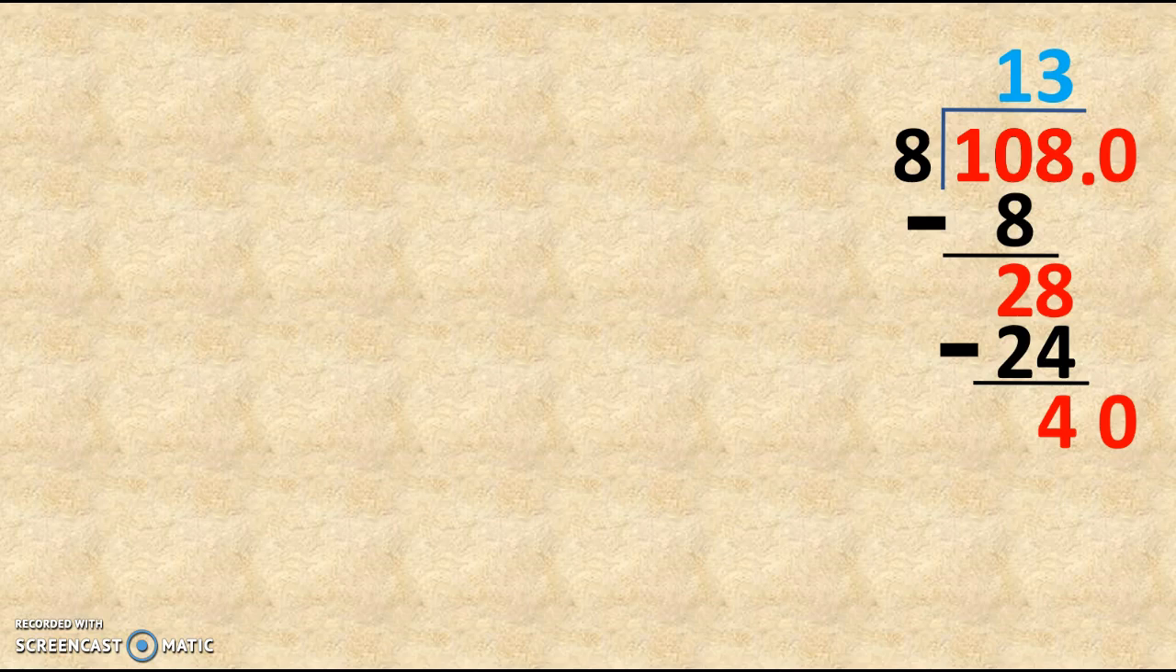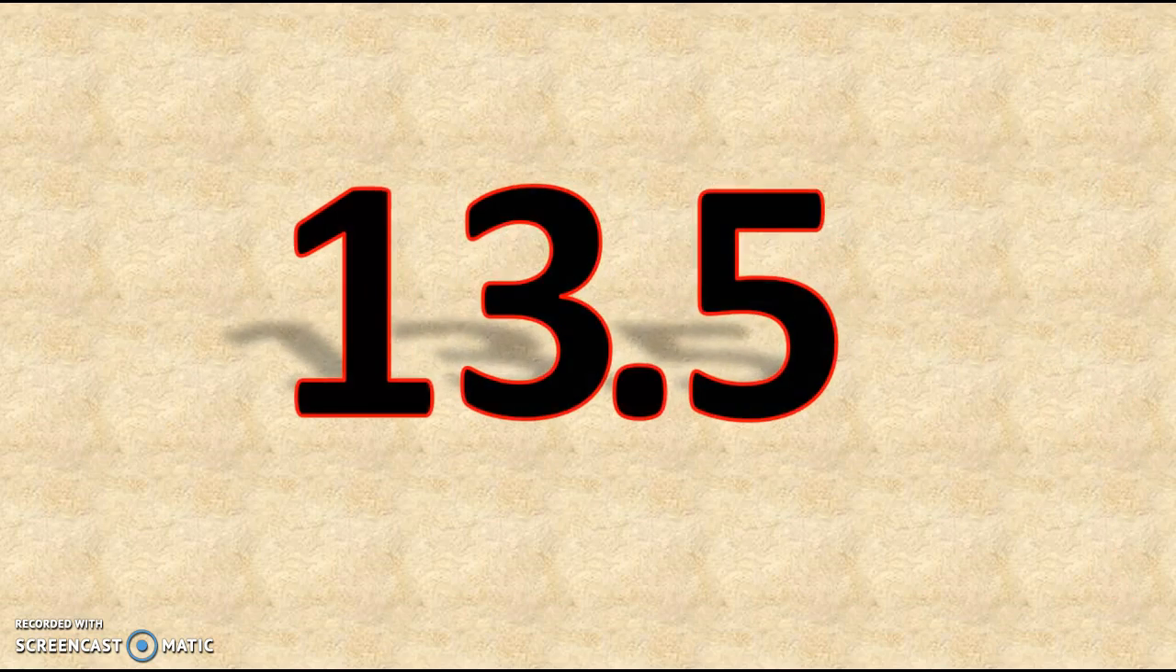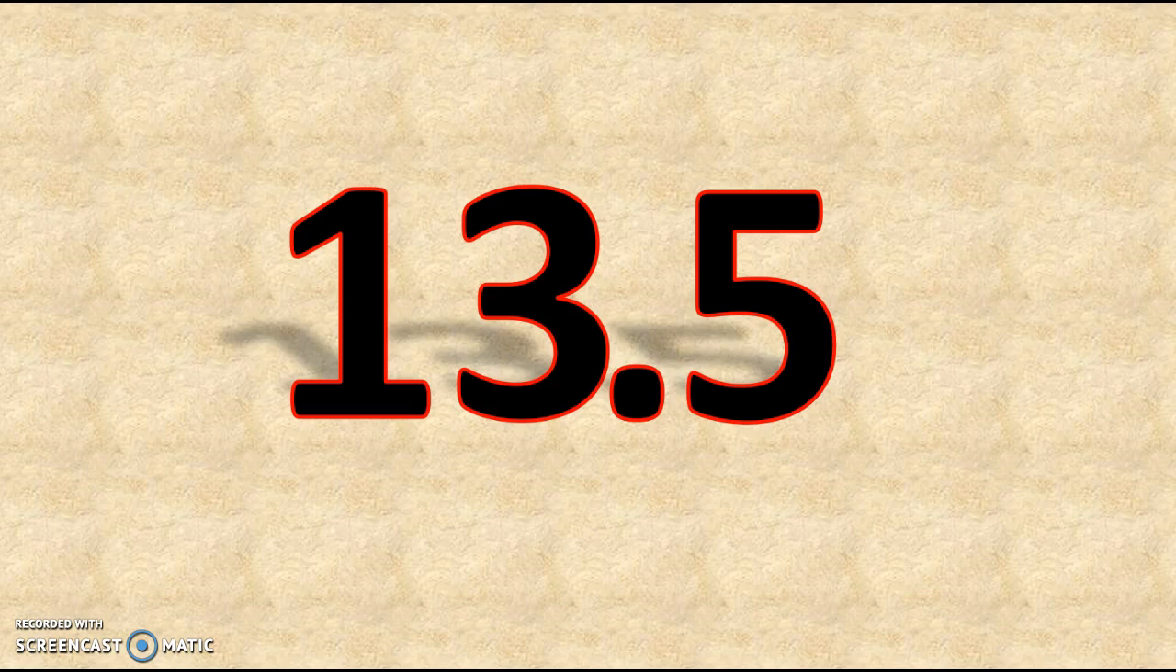Now what you need to remember is if you put that decimal point in your dividend, or the number you're dividing, you need to move the decimal point into the exact same spot in your quotient, or the answer. So now we need to know how many times 8 will go into 40. And I know that 8 goes into 40 5 times. So then I multiply my 5 times my 8, and I get a 40. I subtract the 40 from the 40, and I get a 0, which means we're done, and our answer is 13.5.